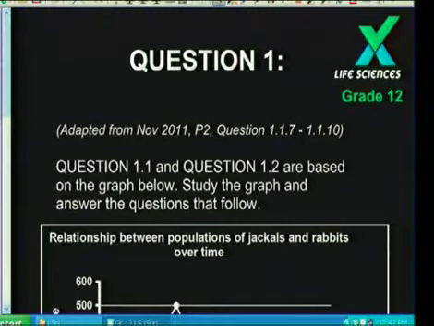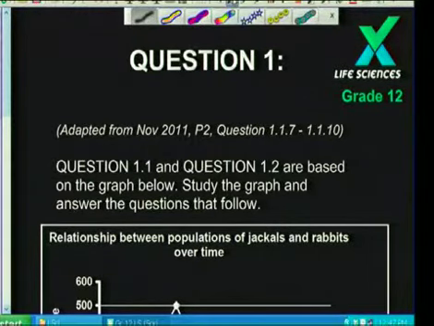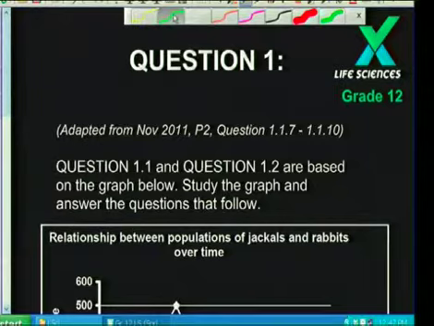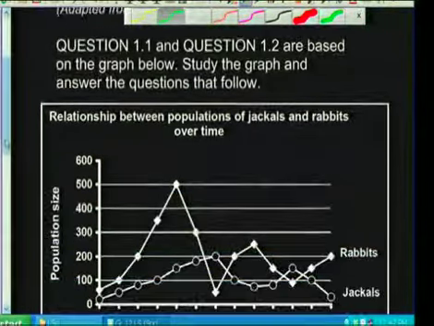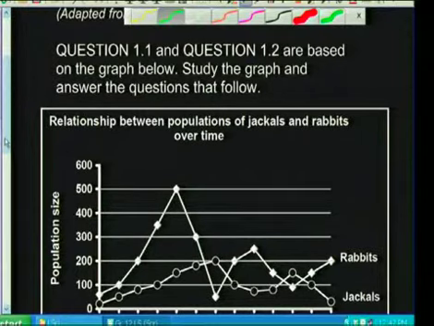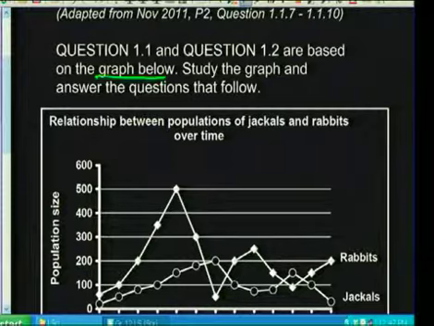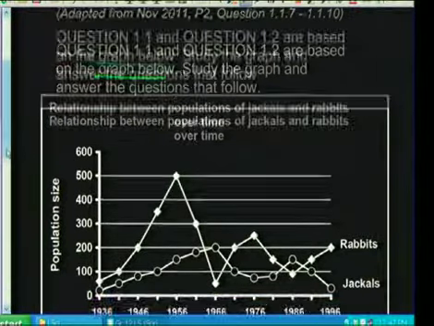So let's look at some of the questions that I've prepared for you today. This question has been adapted from the November 2011 examination paper, and this question is on a graph. Let's read through the questions very quickly. Questions 1.1 and 1.2 are based on the graph below. Study the graph and answer the questions that follow. Let's look at the graph.